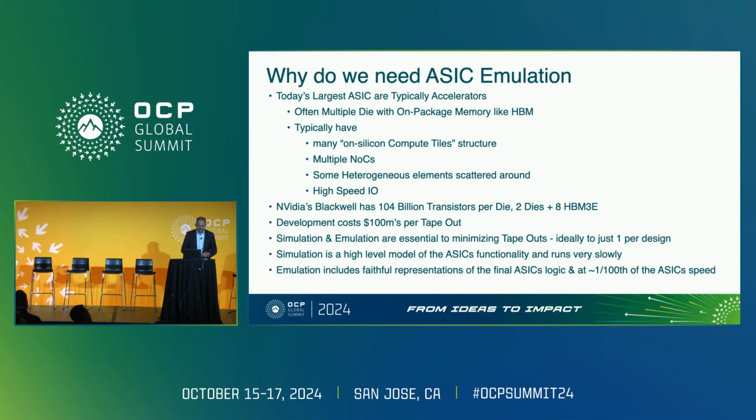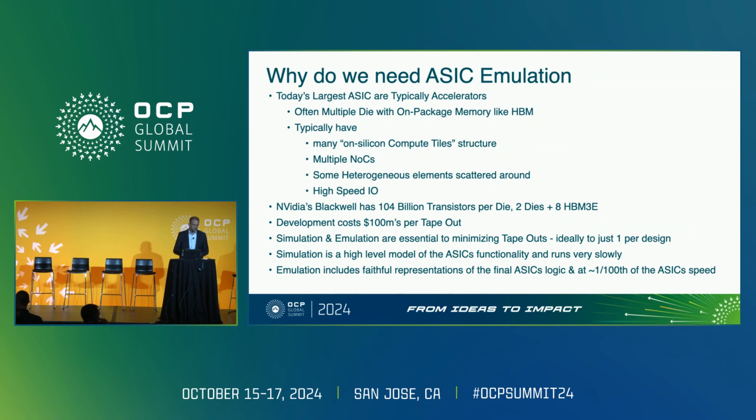So why do we need ASIC emulation? Today's largest ASICs are typically accelerators from most people. They're often multiple dies on package, and they typically have HBM at the moment, which is very obviously in vogue. But if you look at the structure of these accelerators, largely they're many on-silicon compute tile structures. They have multiple NOCs. There are some heterogeneous elements scattered around on the die, and they have a lot of high-speed I/O as well.